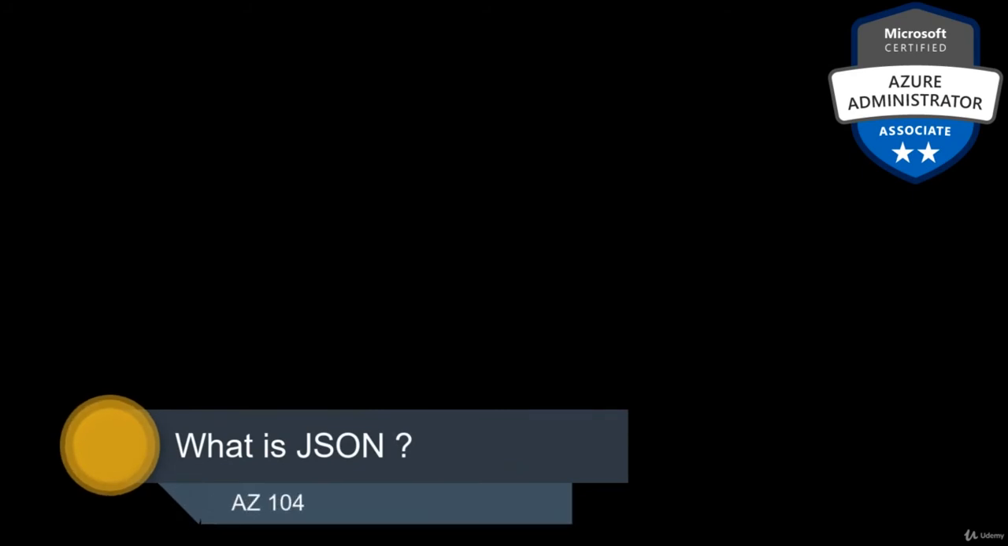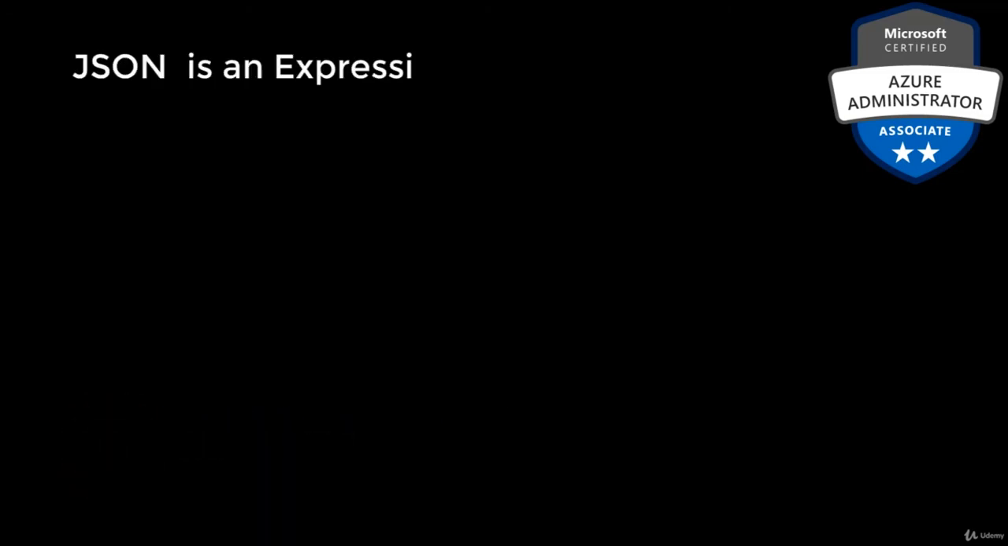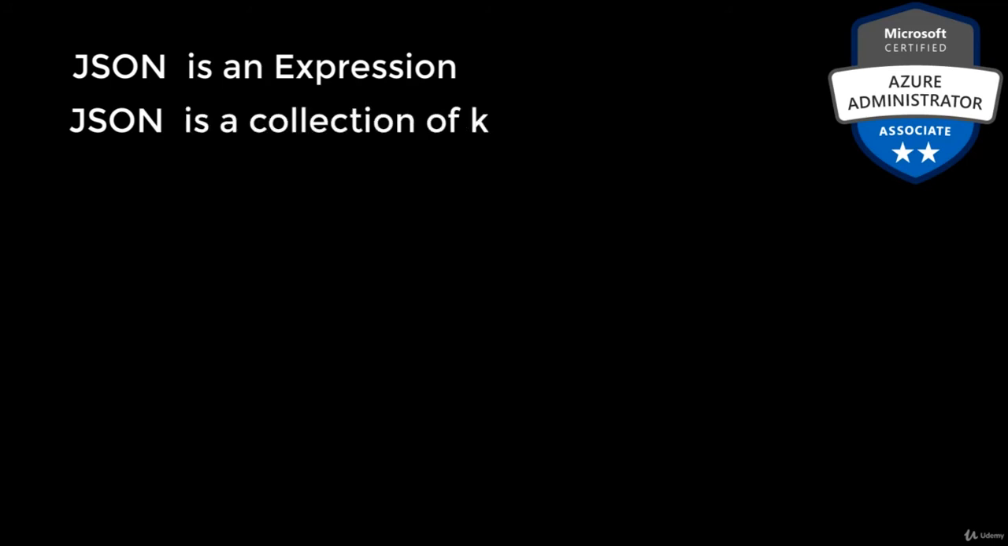A resource manager template defines all the resources that must be created using that template. An Azure Resource Manager template is written in JSON, and this will allow you to express how you want the resources to be created. In simple words, JSON is a collection of key value pairs. Let's talk about this with an example.